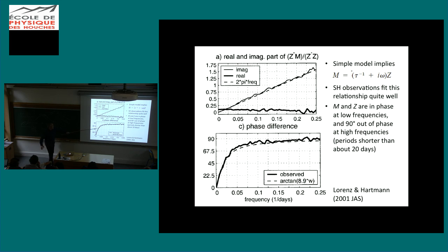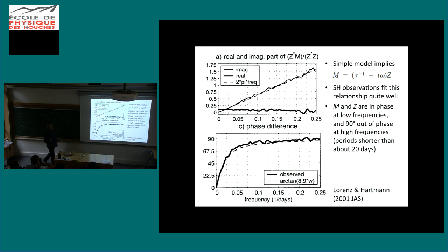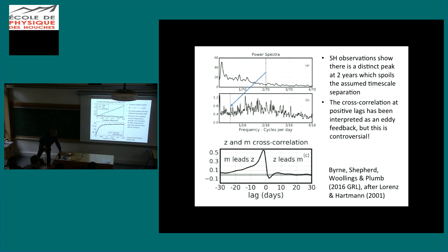Right, so it seems to work, and if you look at the phase difference, so this is versus frequencies, at the higher frequencies you see that they're 90 degrees out of phase because you're in the transient part where this is the balance, but as you go to the long term, M and Z go into phase, and that's shown here. So it seems to work quite well with the observations.